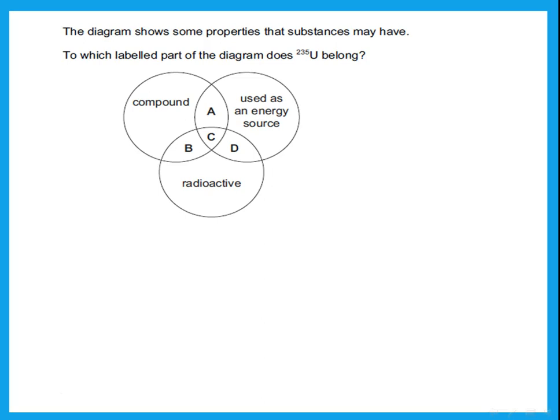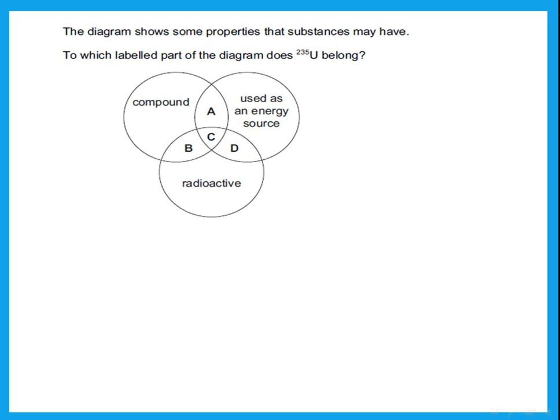So let's look at this sample question. The diagram shows some properties that substances may have. To which labeled part of the diagram does uranium-235 belong? This kind of diagram is called a Venn diagram in math. And we want to see which properties coincide with uranium-235.